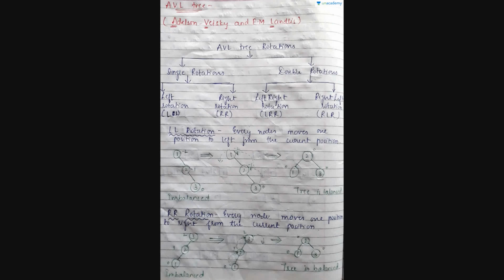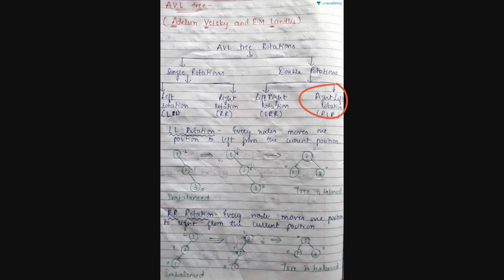AVL stands for Adelson-Velsky and Landis. This AVL tree has two types of rotations. One is the single rotations and the other is the double rotations. In single rotations we have two types again, that is left rotation and right rotation. And in double rotations also we have two types: one is the left right rotation and the other is right left rotation.